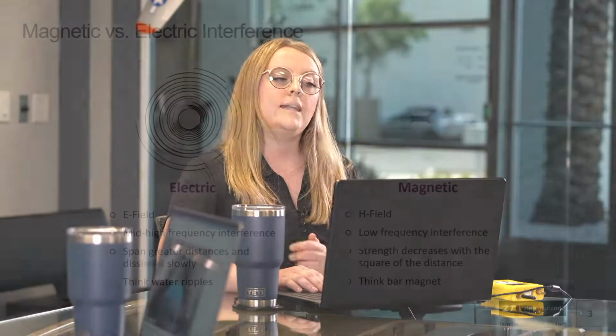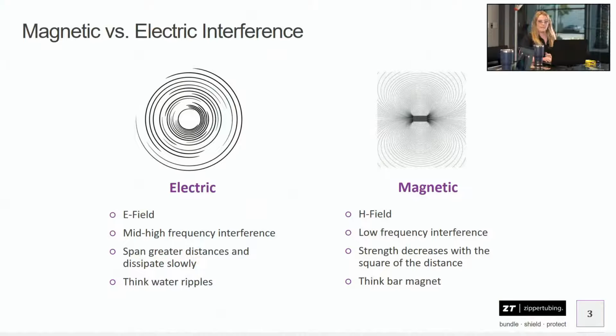Right. So when we're talking about EMI, there's two types. We've got magnetic or H field interference and electric or E field interference. Electric, that's going to be your mid to high frequency range, usually like megahertz, gigahertz. Magnetic is going to be more low frequencies. I typically see it in the hertz, low kilohertz range.